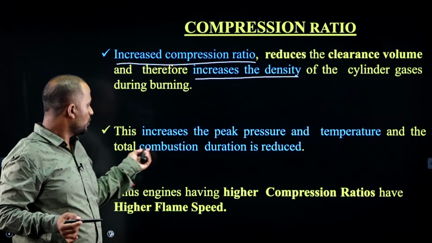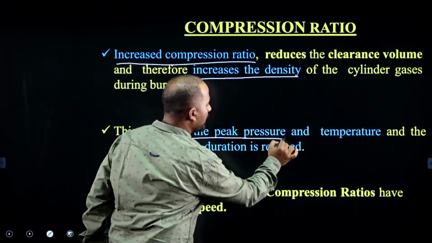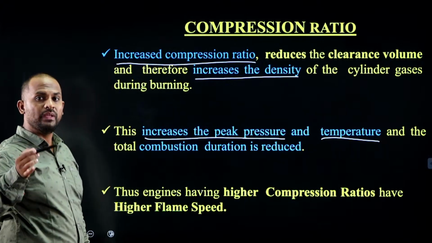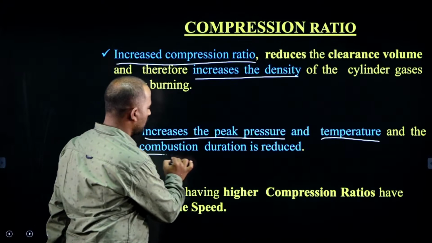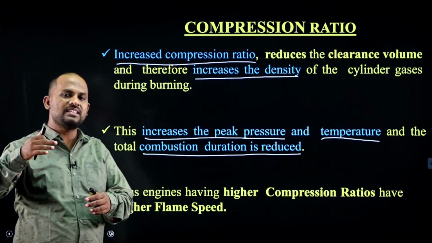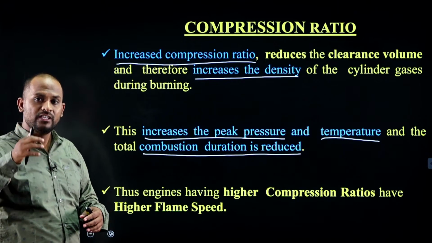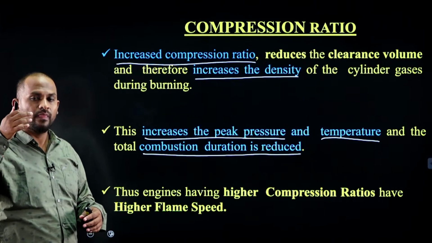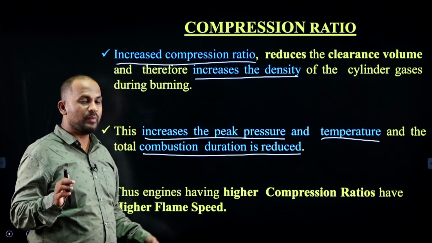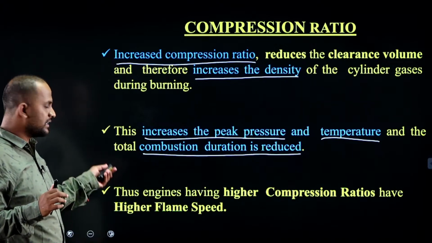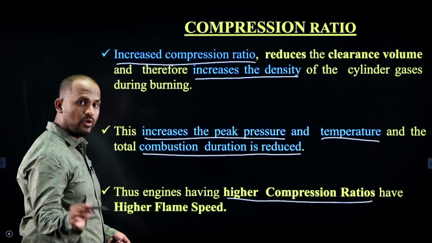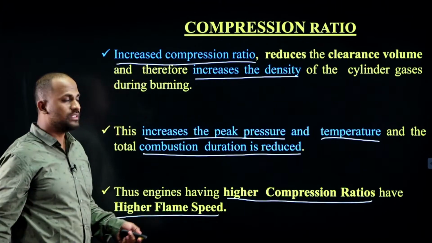Now during this process, when we increase the compression ratio, there will be an increase in the peak pressure and the temperature, and because of that the flame speed will be increasing, and it leads to the combustion duration being reduced. That is, when the compression ratio of an SI engine is increased, it leads to an increase in pressure and temperature, thereby increasing the flame speed. Finally, the duration for the combustion will be reduced. So engines having higher compression ratios will have higher flame speeds.